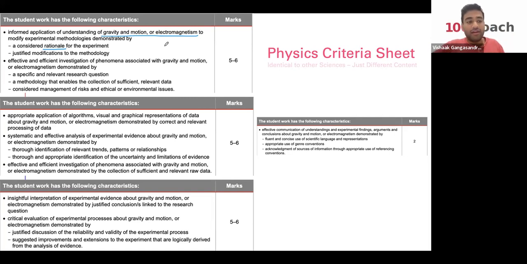Okay. Then a specific and relevant research question, important, specific and relevant. When I go through exam class, you'll see it. Specific and relevant means you have to use as many numbers as possible to be as descriptive as possible. I'll go through it in exam class, but you have to state, okay, if you have this variable, what is it measured in? What is it measured by? If you have this independent variable, what are you changing? How are you changing it? Okay. A methodology that enables the collection of sufficient relevant data. That is pretty straightforward. And consider management of risks and ethical and/or environmental issues.